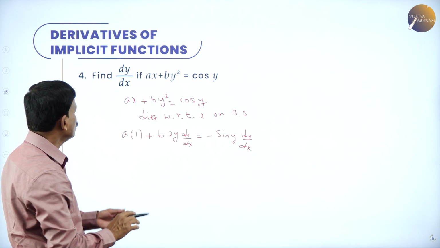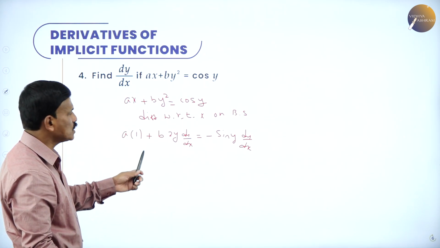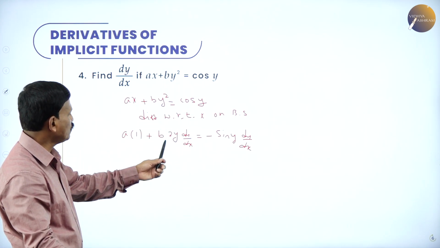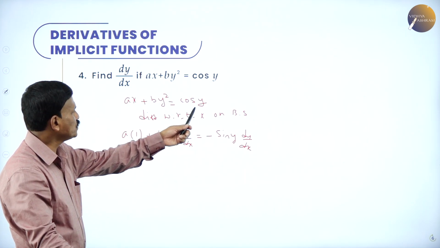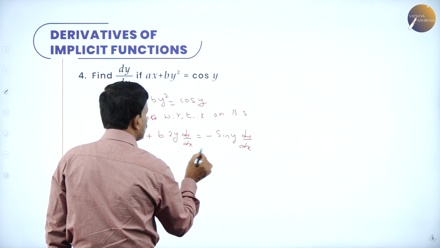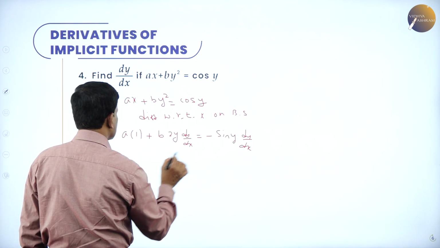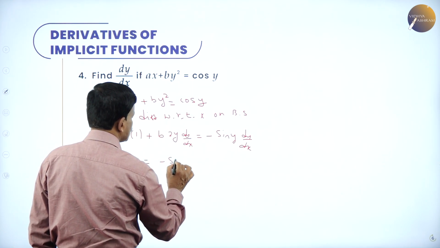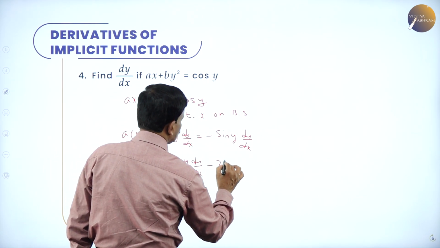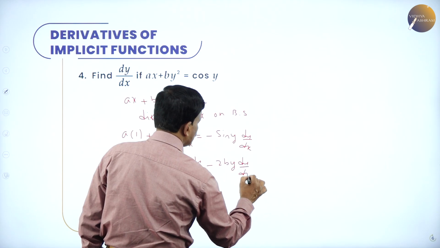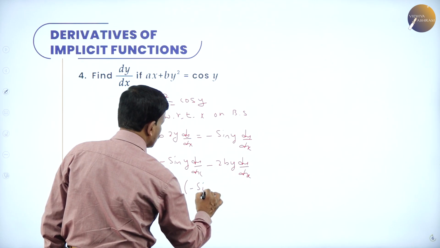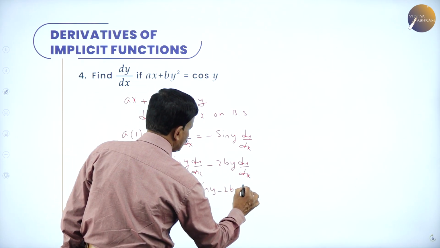Function of a function again. See here, a into differentiation of x is 1, plus b into differentiation of y square with respect to x. Differentiation of y square is 2y dy by dx, and differentiation of cos y is minus sin y into dy by dx. Now just bring this to the right hand side, or transfer this. a is equal to minus sin y into dy by dx, and this becomes minus 2by dy by dx. You can remove the common factor. dy by dx is the common factor. What you will get? Minus sin y minus 2by.